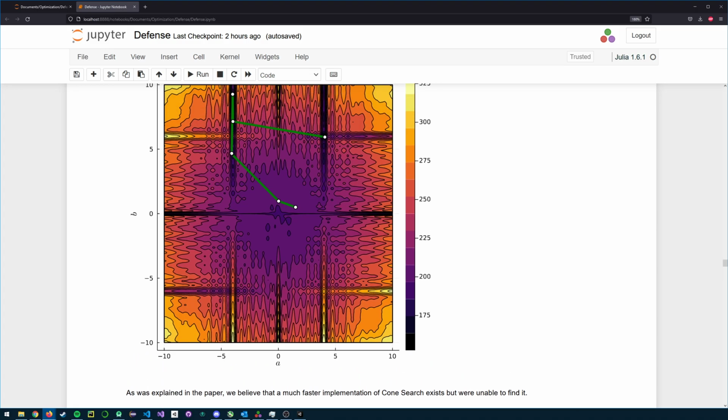And so that's cone search. And as I explained in the paper, I think there's a much better implementation of what I've done, which is possible, which would make this practical, I suppose. But for now, we need to maybe consider it more of an interesting algorithm in theory, perhaps not in practice yet. I do think that someone might be able to find a better implementation than what I've done. But for now, this is the best that we have.